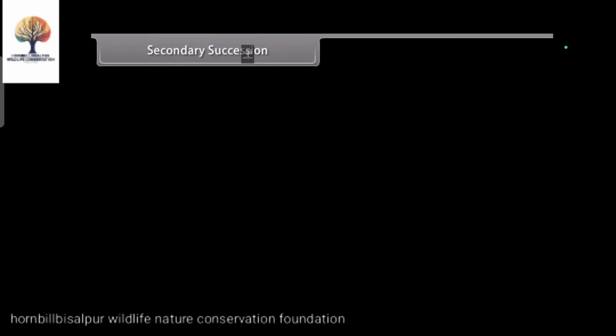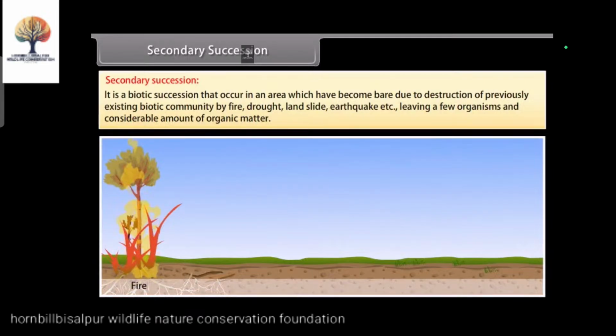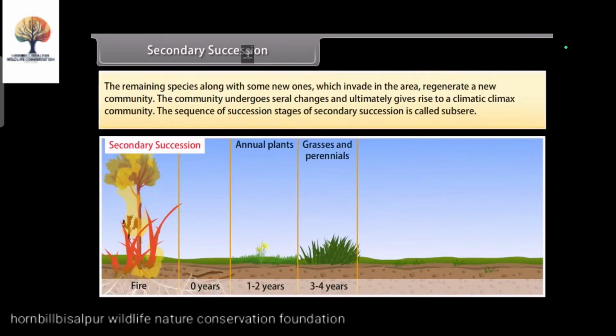Secondary succession. It is a biotic succession that occurs in an area which has become bare due to destruction of previously existing biotic community by fire, drought, landslide, earthquake, etc., leaving a few organisms and considerable amount of organic matter. The remaining species, along with some new ones which invade the area, regenerate a new community.